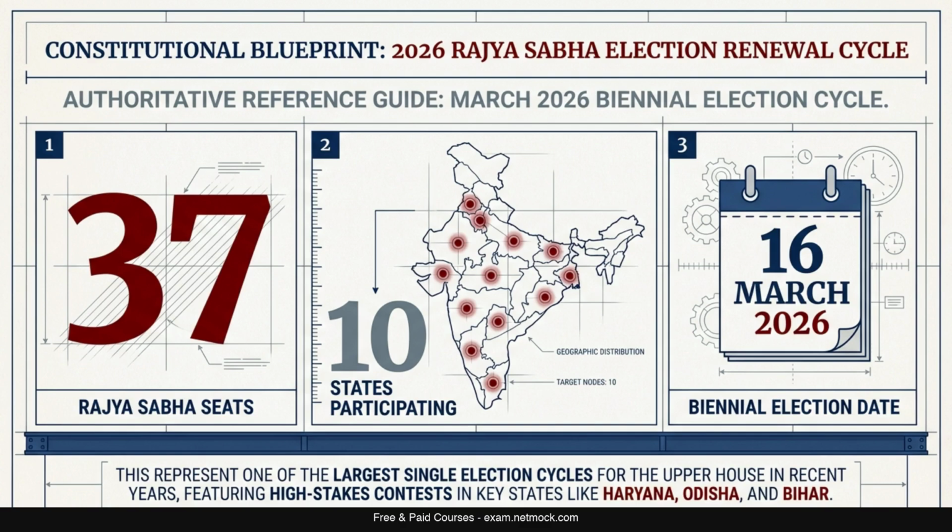In the March 2026 biennial election cycle, 37 Rajya Sabha seats are up for grabs across 10 participating states. The election date is the 16th of March, 2026. This represents one of the largest single election cycles for the upper house in recent years, featuring high-stakes contests in key states like Haryana, Odisha, and Bihar. The sheer scale of this cycle makes it a critical event for understanding India's federal power dynamics.